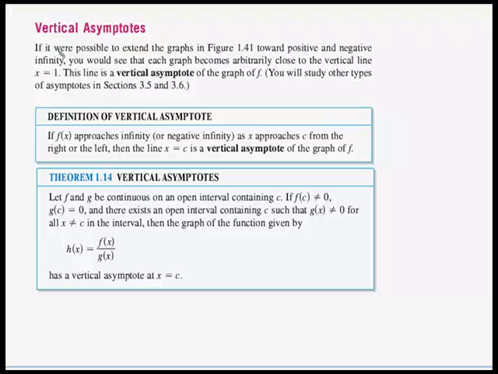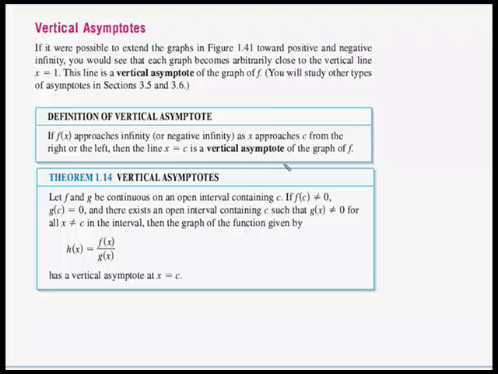So, vertical asymptotes. If it were possible to extend the graphs from the previous figures toward positive and negative infinity, you'd see that each graph becomes arbitrarily close to the vertical line x equals 1. This line is a vertical asymptote of the graph of f. You'll study other types of asymptotes in later sections. So here's our definition. If f of x, our function, approaches infinity or negative infinity as x approaches c from the right or the left, the line x equals c is a vertical asymptote of the graph of the function f.